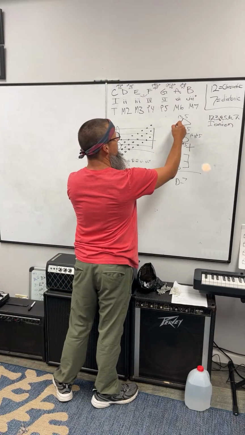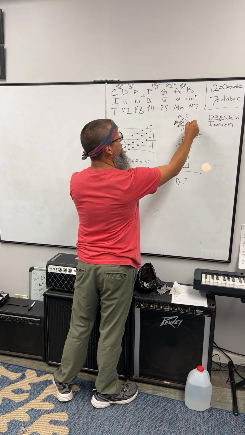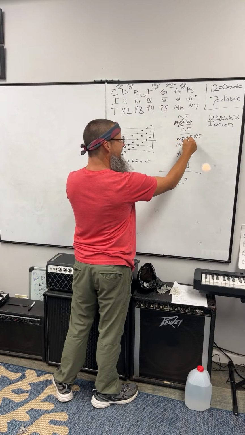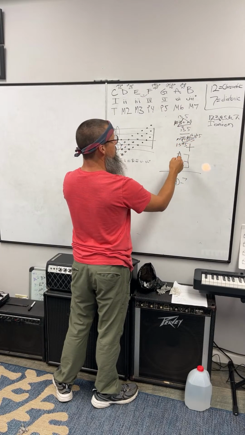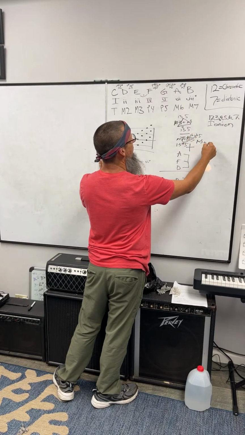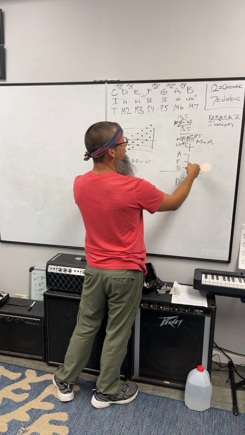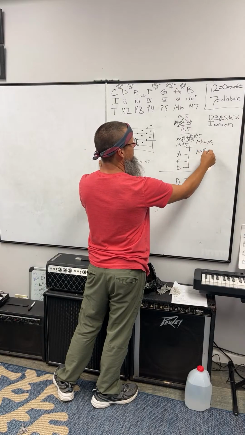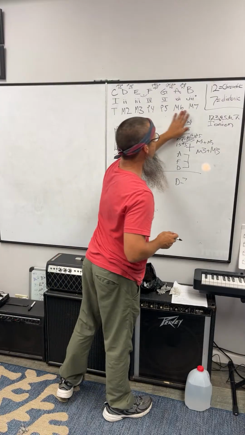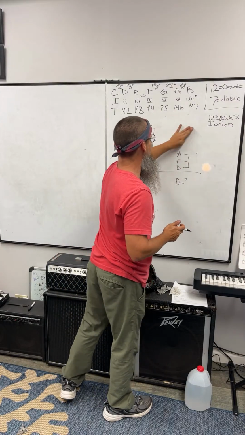Our major is a major 3rd plus a minor 3rd. Our minor flips that. It's a minor 3rd plus a major 3rd. Our diminished chord is going to be a minor 3rd plus a minor 3rd. And then lastly, our augmented would be a major 3rd plus a major 3rd. Those are the 4 different states of being. Major, minor, augmented, and diminished.